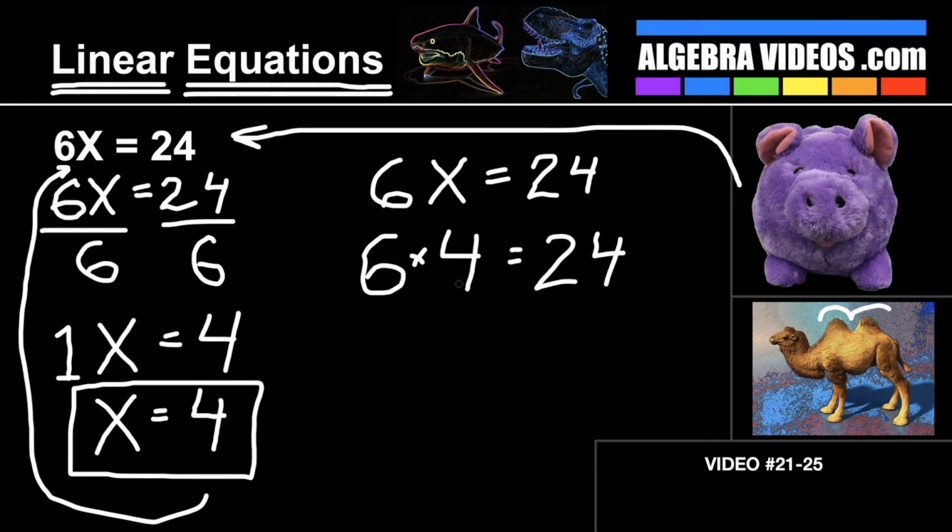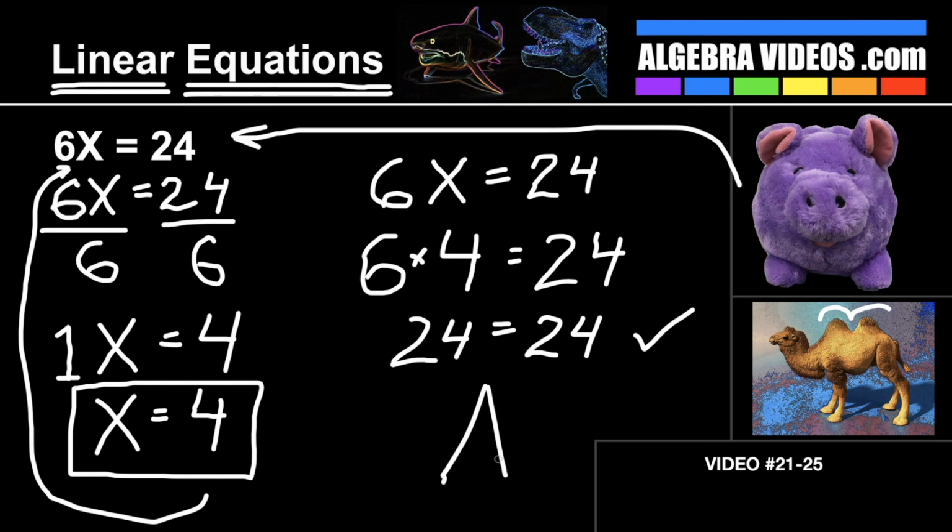Now we know 6 times 4. We know our multiplication tables, right? Is this easy or what? 24. Yay. Equals, and on the right side, I'm just bringing this 24 down. 24 equals 24. So that checks out. That's true. And therefore, our solution of x equals 4 is correct. And so I'm going to give us an A+.